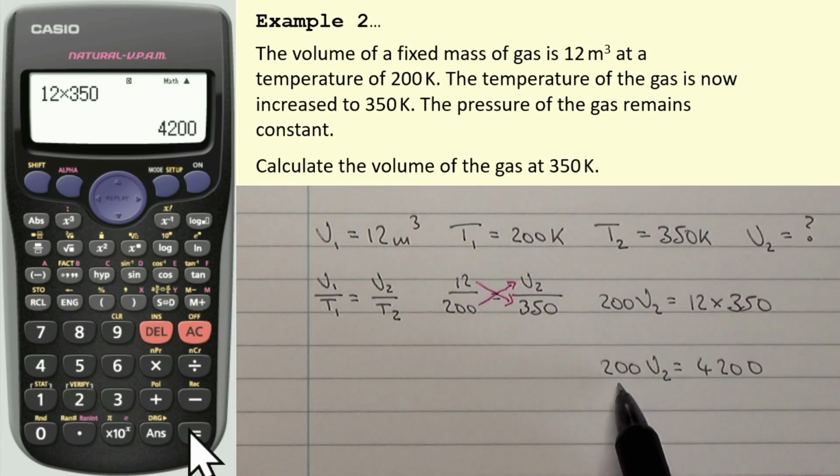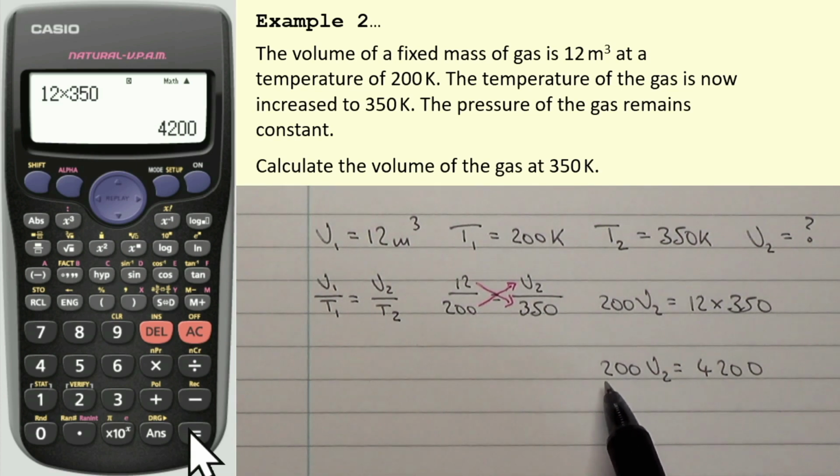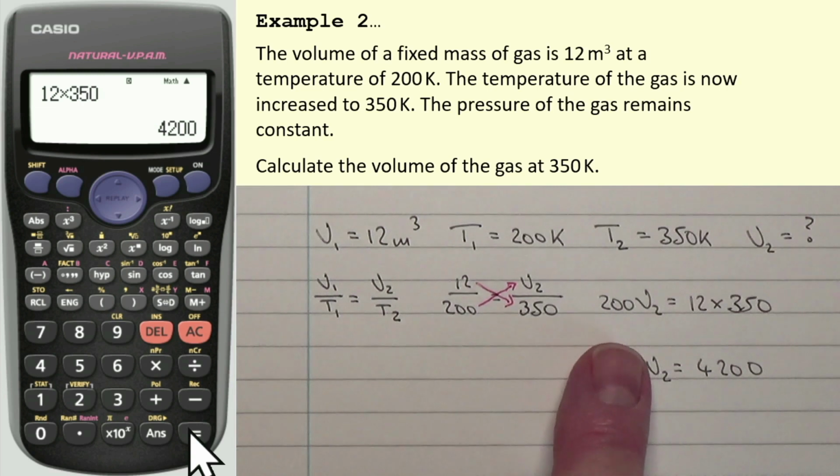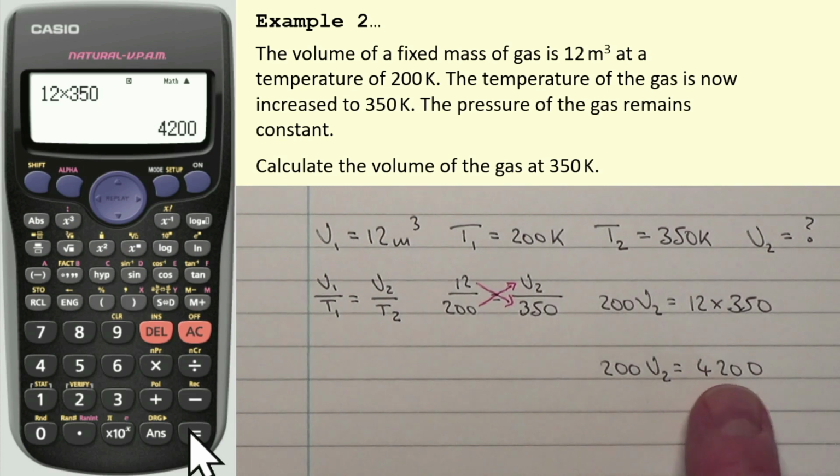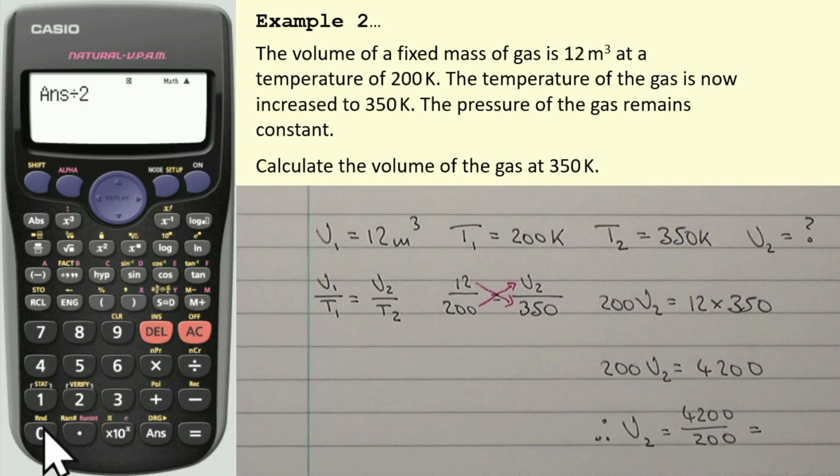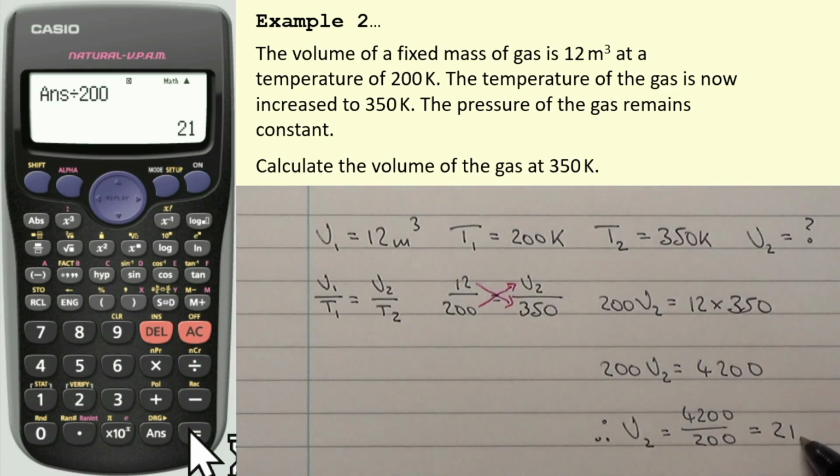If I want to find V2 on its own, it's being multiplied by 200. So to get rid of that multiplication, I want to use division. I want to divide this side by 200, and that'll give me V2. I'll have to divide this side by 200 as well. So therefore, V2 is equal to 4,200 over 200. The number 4,200 is already on the calculator, so divide that by 200, and that gives me 21. So let's see, initial volume was in meters cubed, so this must also be in meters cubed. There you go.